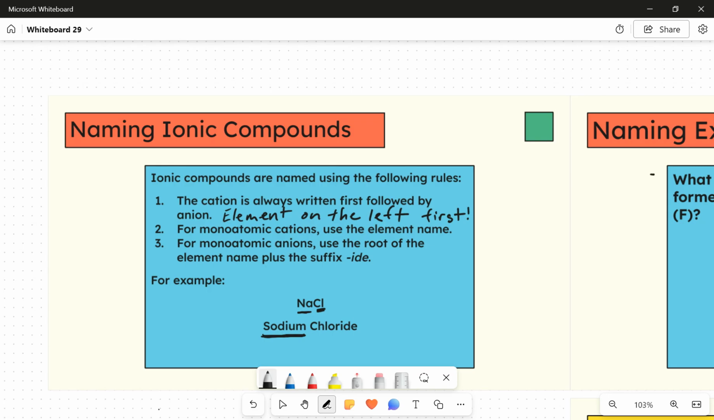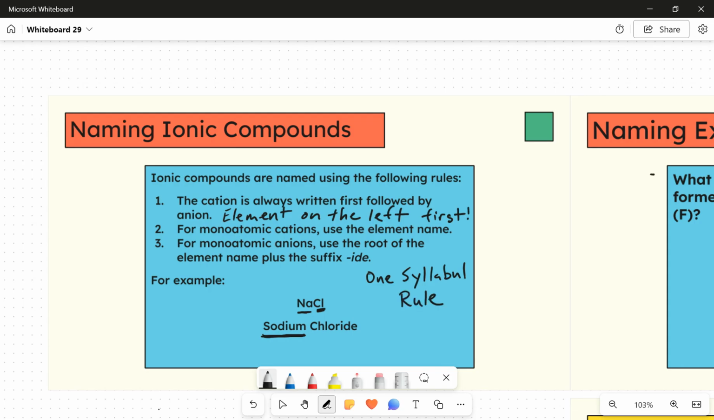So the best rule that I can give you is what I call the one syllable rule. I might have misspelled syllable right there. It's been a while since I've written that word, so forgive my spelling if it's wrong.